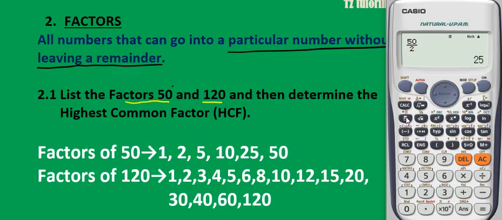50, check on the calculator 25 times. Let's try 3. Can 3 go into 50 without leaving a remainder? No. All right, so 3 will leave a remainder. So 3 is not a factor.